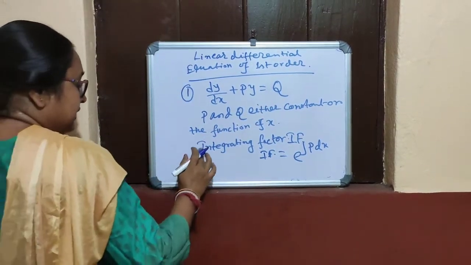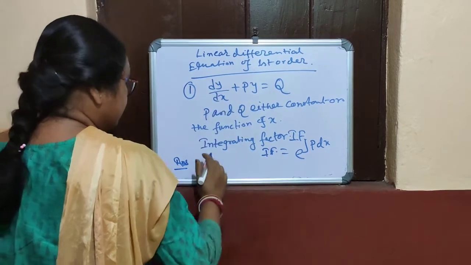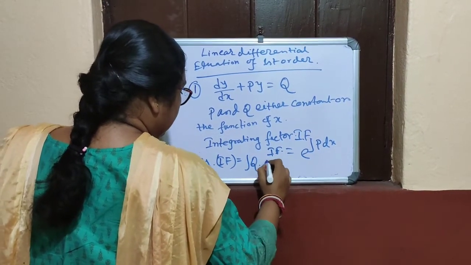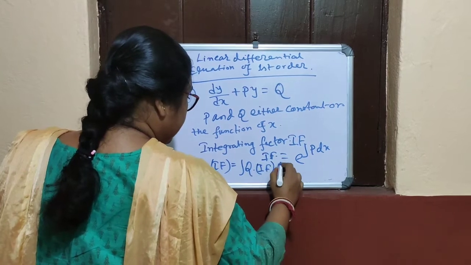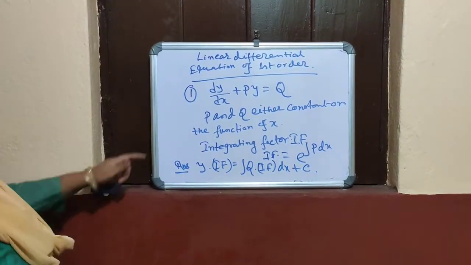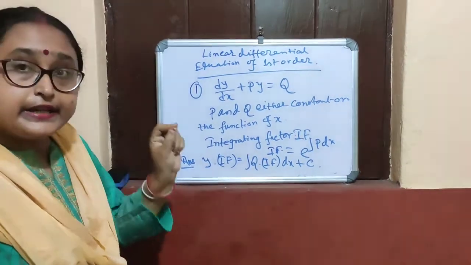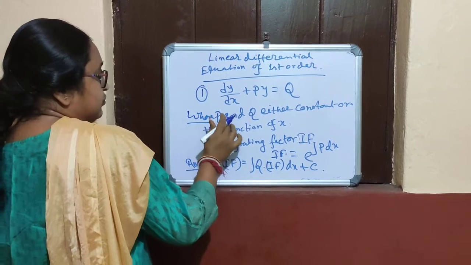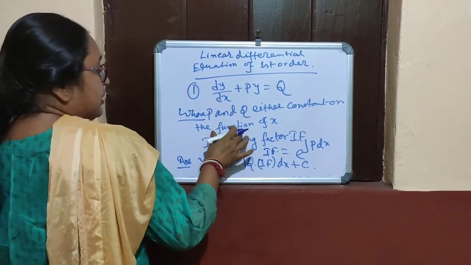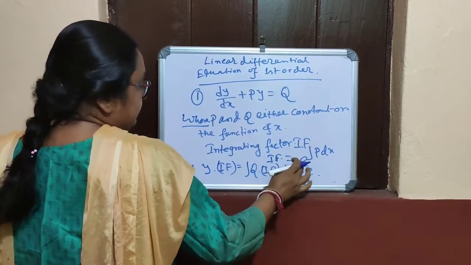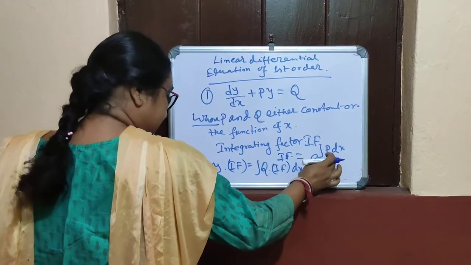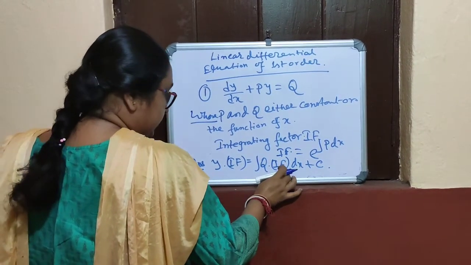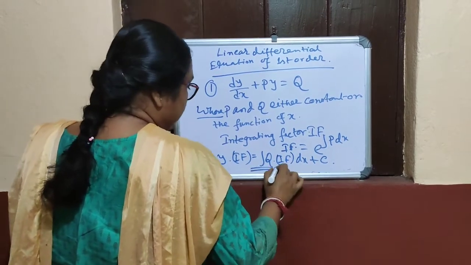What is my required answer? Answer is y into IF is equal to integration Q into IF dx plus c. If this type of question arises, this is called a linear differential equation. What is the way to find the result where P and Q are either constant or function of x? Here the integrating factor IF is equal to e to the power integration P dx, and the answer is y into integrating factor is equal to integration Q into integrating factor into dx plus c. This is my required answer.